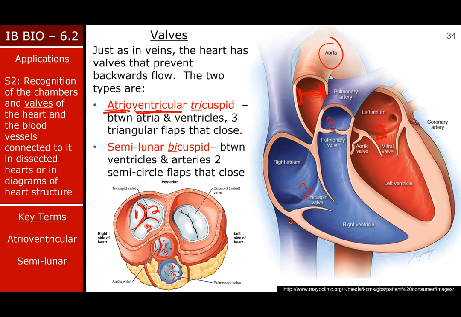So this is your bicuspid valve. This is your two, and this is your three.